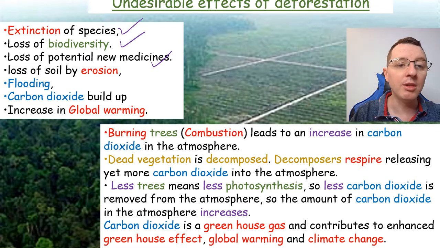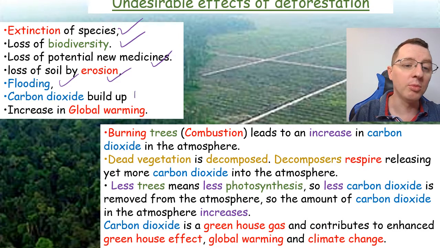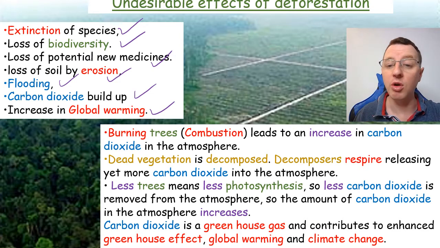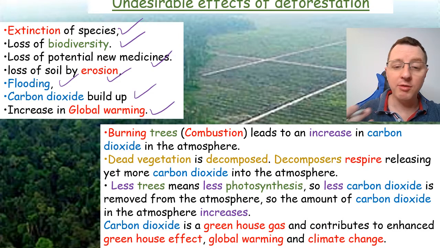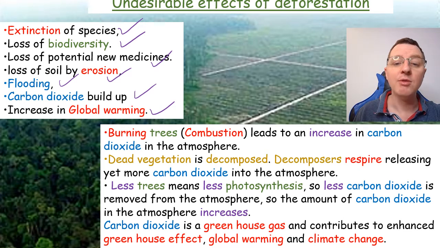You also end up with a loss of soil by erosion, and this can lead to flooding in the local areas, and that can lead to a loss of life as well. And we also end up with a large amount of carbon dioxide building up, and this increases global warming. Why is that? Well, burning trees or combustion will obviously lead to an increase in carbon dioxide in the atmosphere, but also when the vegetation is killed or slashed and burnt and destroyed, the dead vegetation gets decomposed, and decomposers respire, releasing yet more carbon dioxide into the atmosphere.